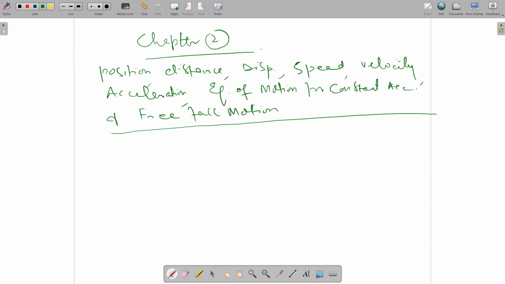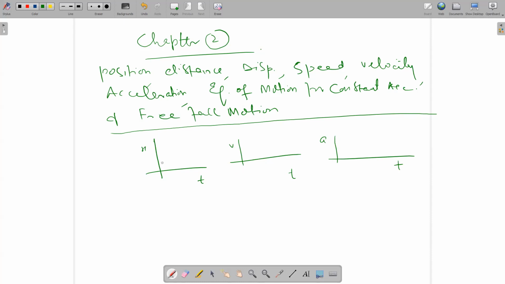Now we want to see the displacement time, the velocity time graph. So our target today is to understand the displacement time graph and the velocity time graph, and then from the velocity time graph, the acceleration time graph. This is our target.